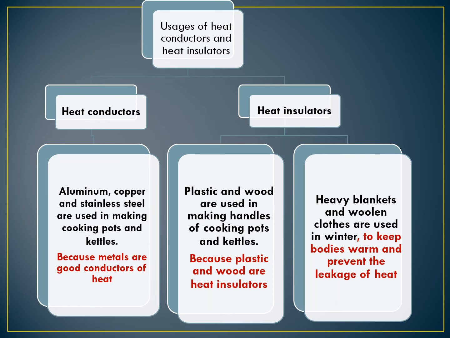Heat insulators. Plastic and wood are used in making handles of cooking pots and kettles. Give reason. The answer? Because plastic and wood are heat insulators. Heavy blankets and woolen clothes are used in winter. Why? Give reason for. To keep bodies warm and prevent the leakage of heat.